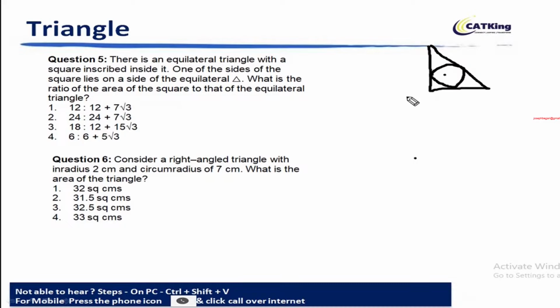Inradius, and we represent inradius by small r. Inradius is how much? 2 centimeter, right? And the circumradius is 7 centimeter.